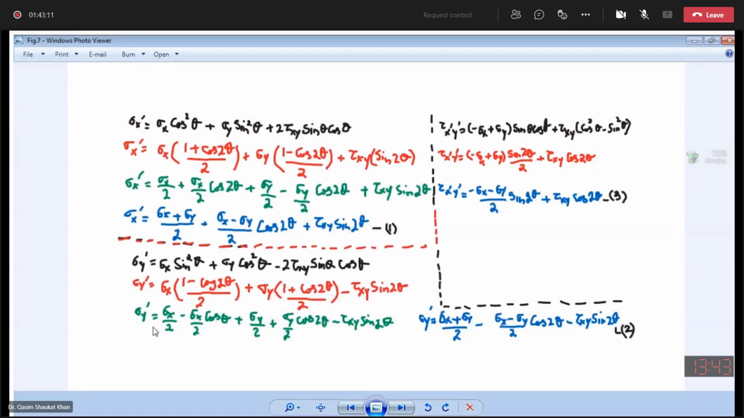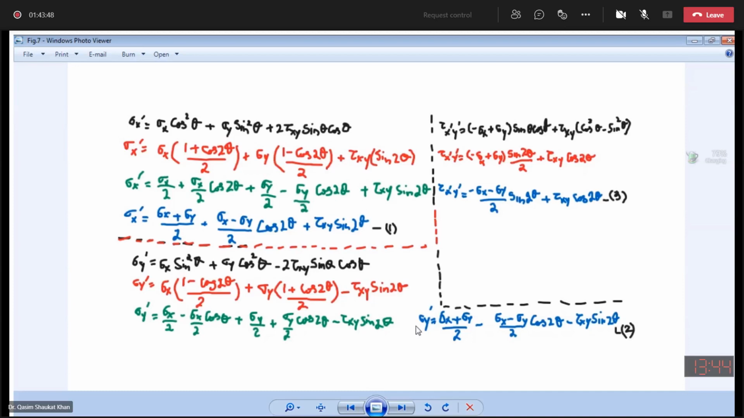So sigma y dash will now become sigma x over 2 plus sigma y over 2, minus sigma x over 2 cos theta plus sigma y over 2 cos theta. So minus here, sigma x minus sigma y over 2 cos 2 theta. Over here you can see this is minus, whereas over here it was positive. So minus minus will become positive. So sigma x minus sigma y over 2 cos 2 theta minus tau xy sin 2 theta.